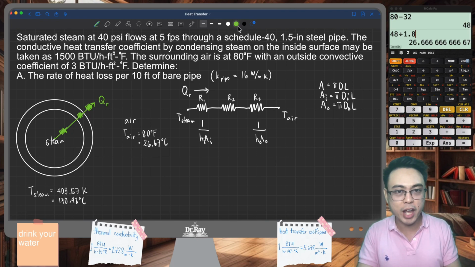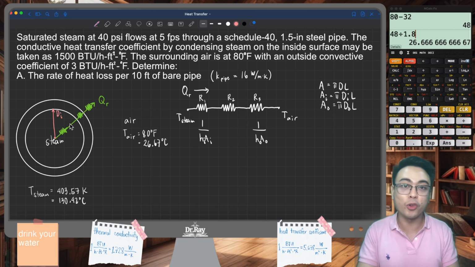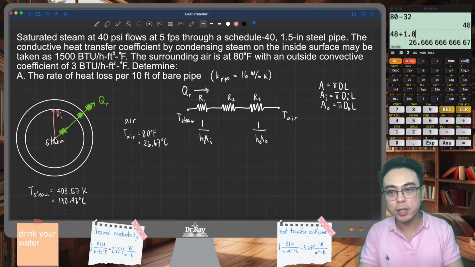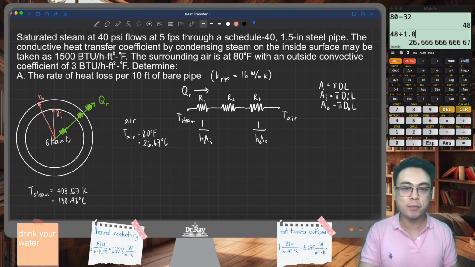Now, where are those diameters? Let us point that out here. If you measure from the center of the pipe up to this point right here, this is my D sub I, or the inner diameter of the pipe. And similarly, if you measure it up to the outer surface, that would be D sub O, or the outer diameter of the pipe. Where do we get those values?